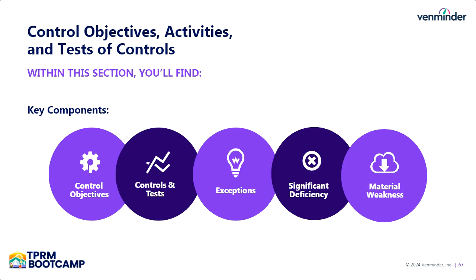Okay, so now let's get into the control objectives, activities, and the tests of controls. Within this section, you're going to find the control objectives, the controls and tests, any exceptions that are found, and then in rare cases, significant deficiencies and material weaknesses.